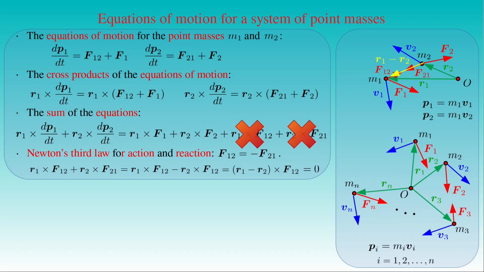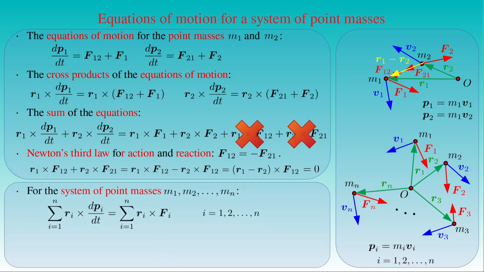point masses m1, m2, ellipsis, mn at the positions r1, r2, ellipsis, rn, the following equation holds. The sum of the cross product of the position vector ri and the time derivative of the momentum pi of the point mass mi from i equals 1 to n, is given by the sum of the cross product of the position vector ri and the external force Fi acting on the point mass mi from i equals 1 to n.